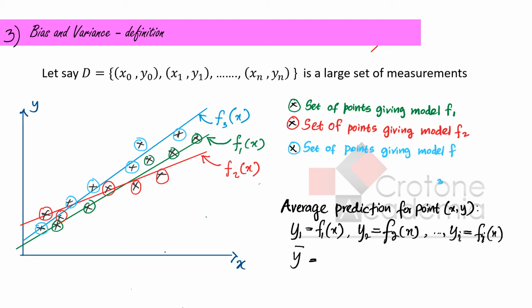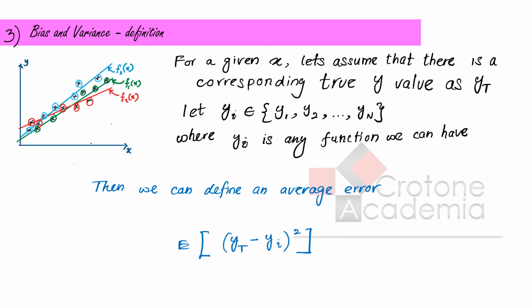Let's assume we have a large set of samples like that. Then we will have y1 equals f1(x), that is the model that we have fitted to the first sample, and y2 equals f2(x), that is the model we have fitted to the second sample, up to a very large number. If that is the case, we can define the average prediction as y bar, which is the expected value of all y values. For each x value, let's assume there is a corresponding true y value as yt. This yt is not observable because our observation or the measurement always has errors.